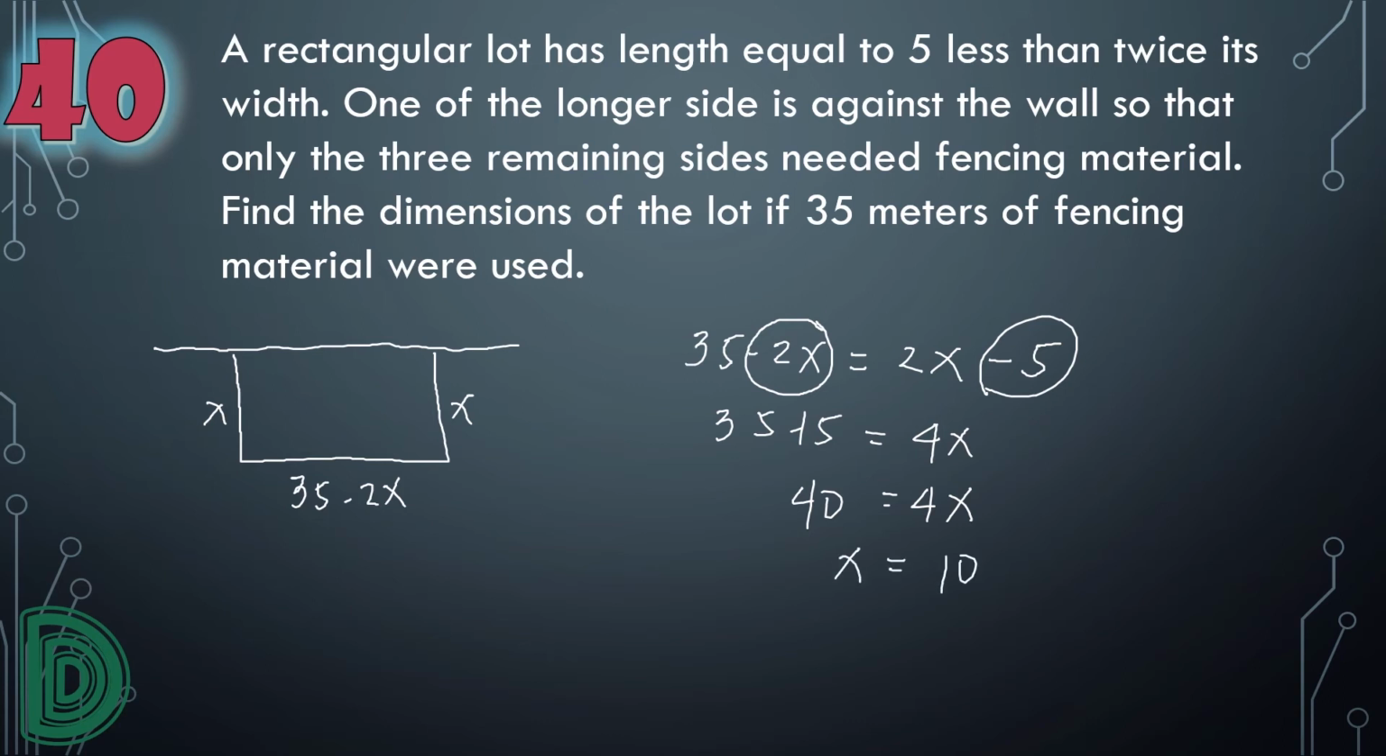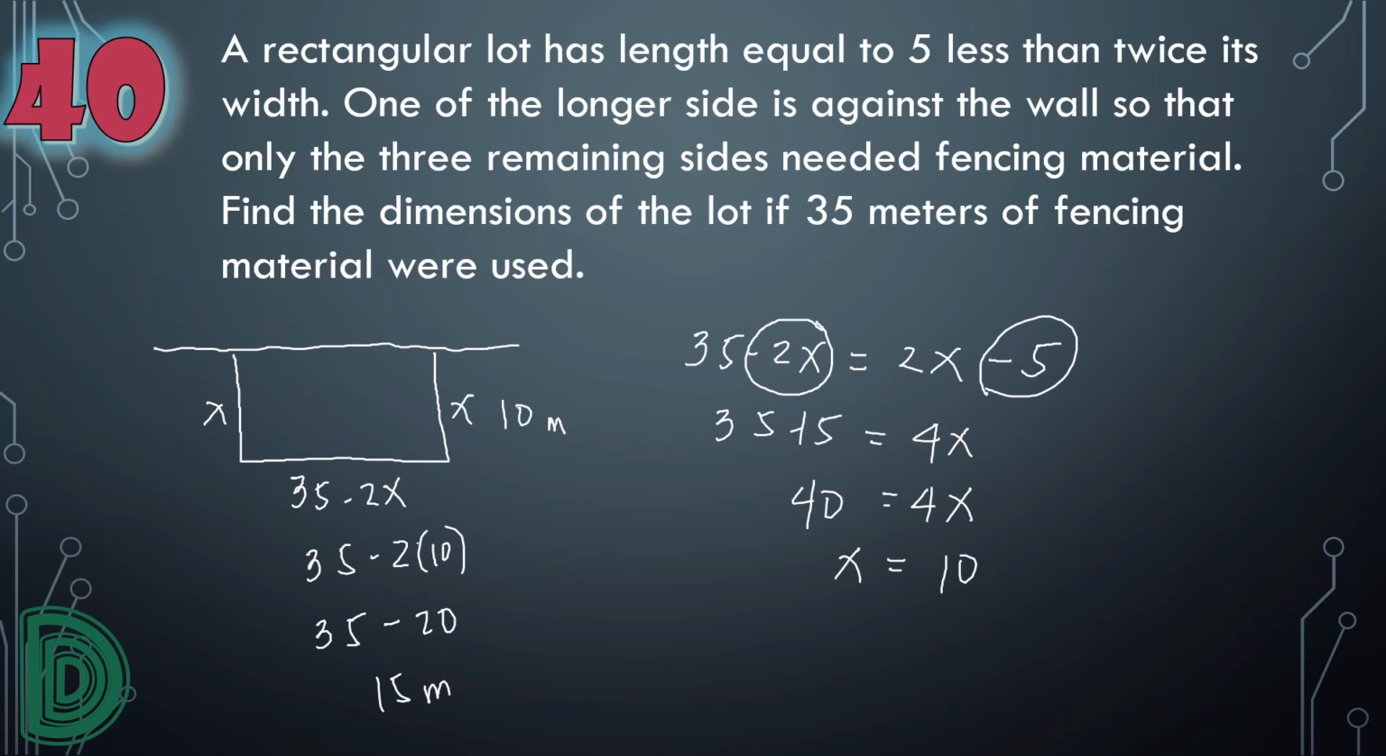Therefore, the width is 10 meters and the length is 35 minus 2 times 10. So that will be 35 minus 20, that is 15 meters.